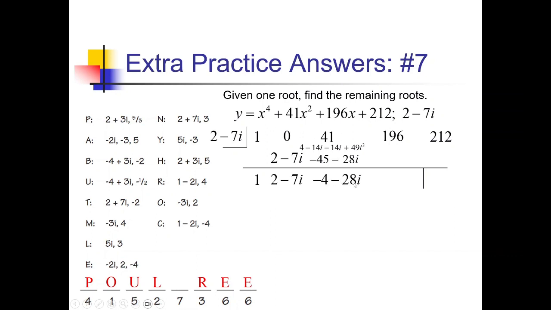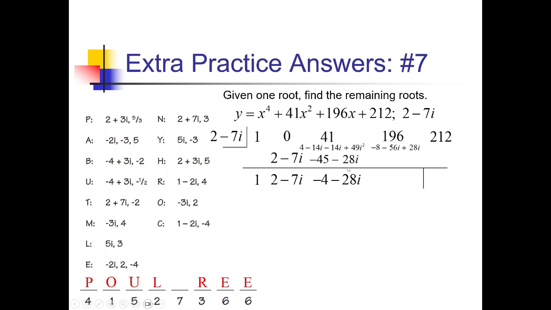And now I do the dance again. More foiling going on. So 2 times negative 4, negative 8. 2 times negative 28, negative 56i. Negative 7i times negative 4, that's going to be positive 28i. And then negative 7i and negative 28i. Well, let me think here. 7 times 28. I'm trying to do this without a calculator.